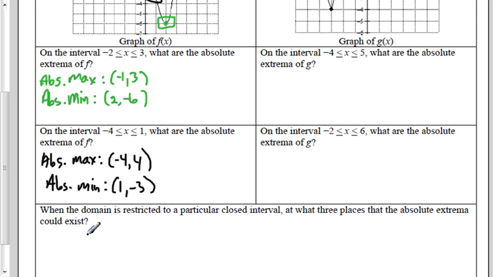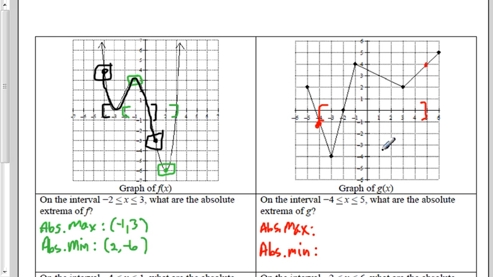Okay, next question. We'll answer that after we do graph of g of x. So from negative 4 to 5, including the negative 4 and 5, they want to know what the absolute extrema of g are. Let's do the absolute min. I look down here, and that's on the interval, and that's far and away the lowest point. So the absolute min is negative 3, negative 4.